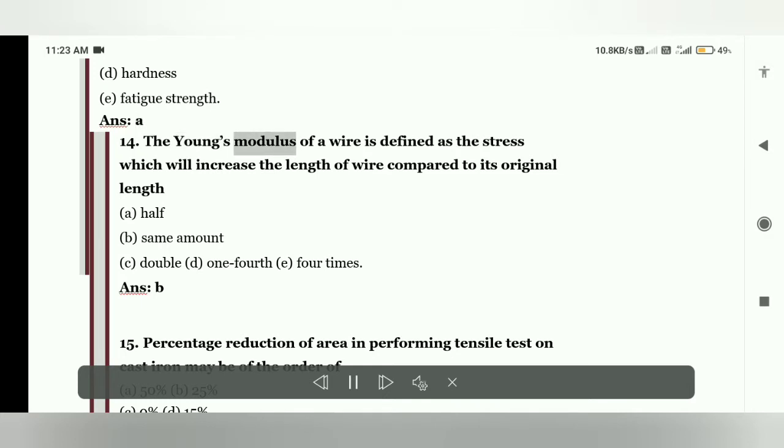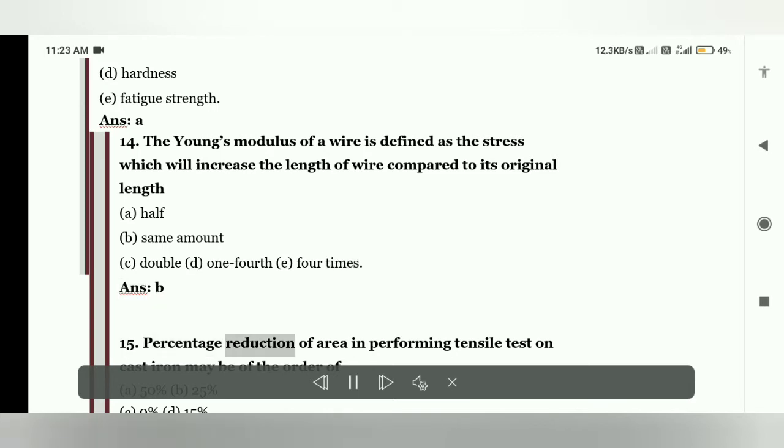13. The impact strength of a material is an index of its toughness, tensile strength, capability of being cold worked, hardness, fatigue strength. Answer A. 14. The Young's modulus of a wire is defined as the stress which will increase the length of wire compared to its original length: half, same amount, double, one-fourth, four times. Answer B.